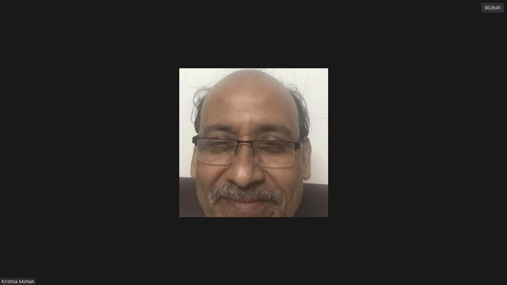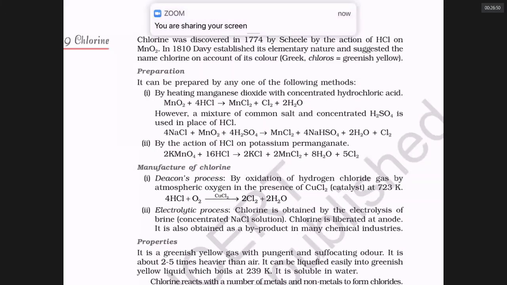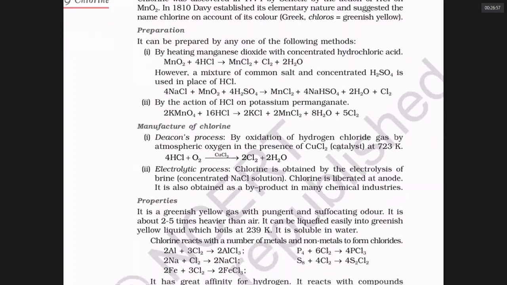Sir, look here. How to make chlorine? First method we have discussed. Second method we have seen. Third method we have seen. When HCl is oxidized with cupric chloride, this is called Deacon's process. At 723 K, happily you can get chlorine. But the best method is the electrolytic method. I gave the names of the cells which are used. Down's cell purpose is to make sodium metal and chlorine. Castner-Kellner cell and Nelson cell are used to make chlorine from salt water.